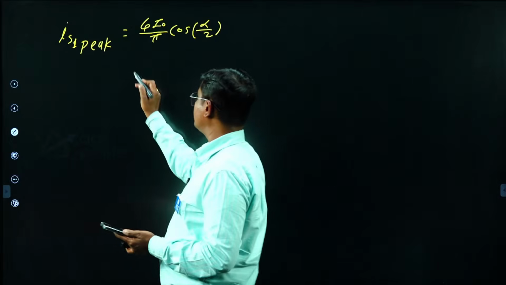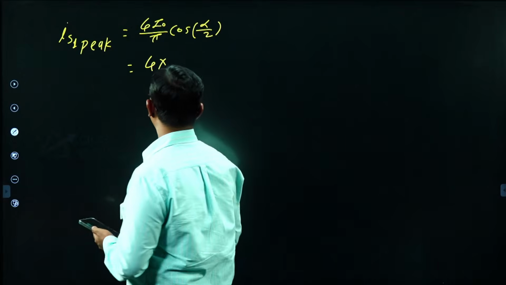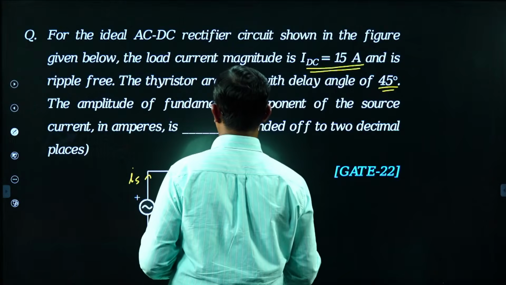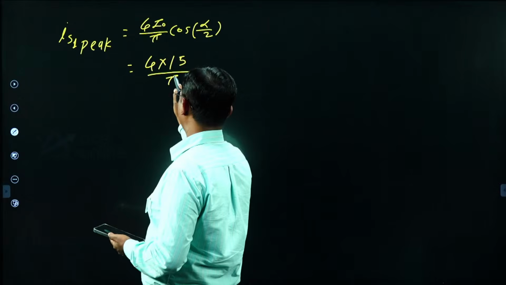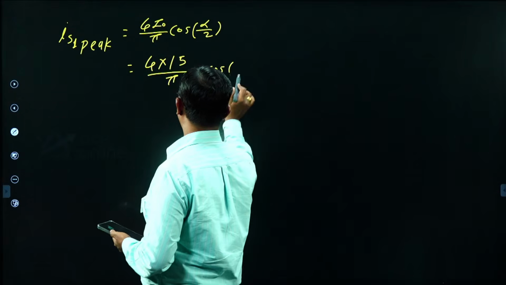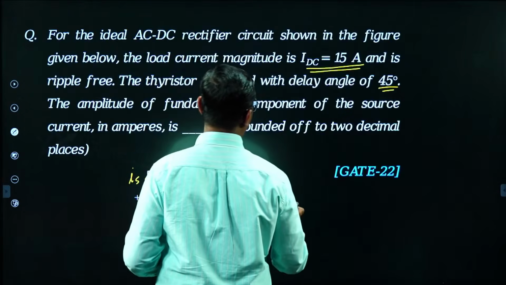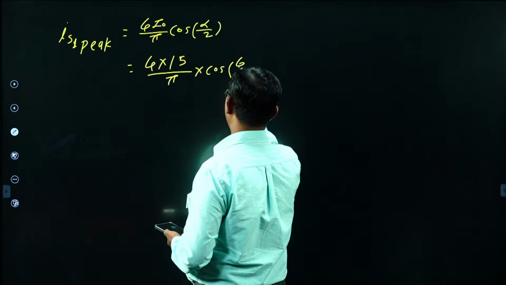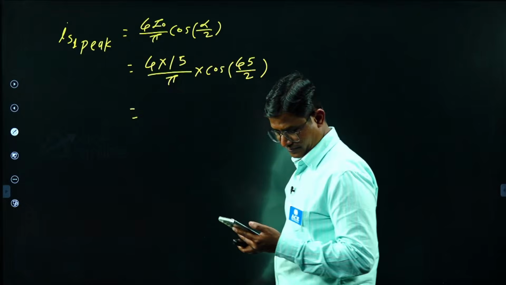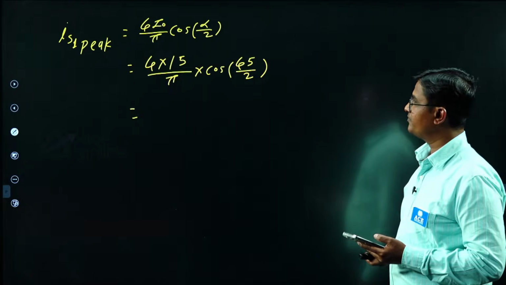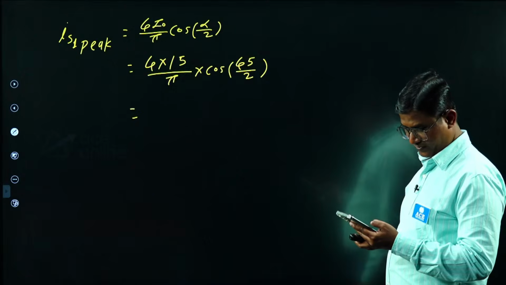So you can put the values. 4 into I0, which is 15, upon pi into cos of alpha by 2. Alpha is 45, so 45 by 2. You can get it. Yes, it is 17.6. Fine.